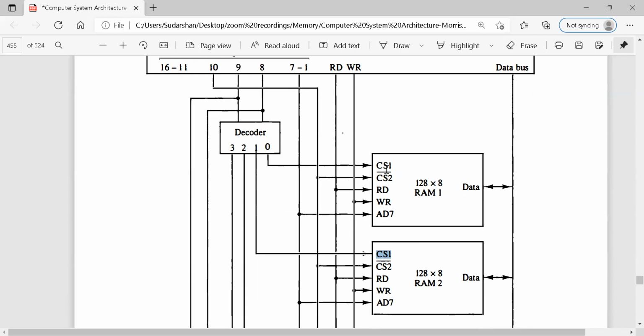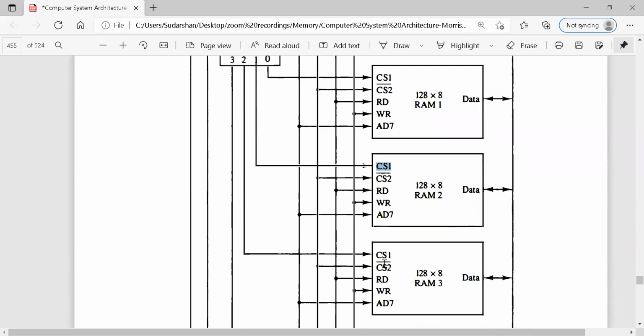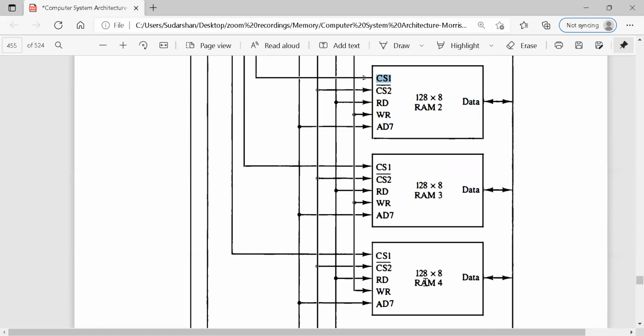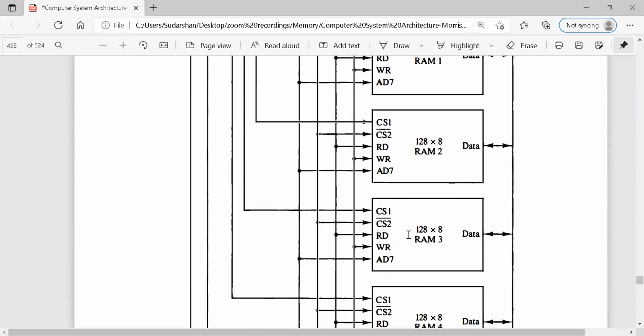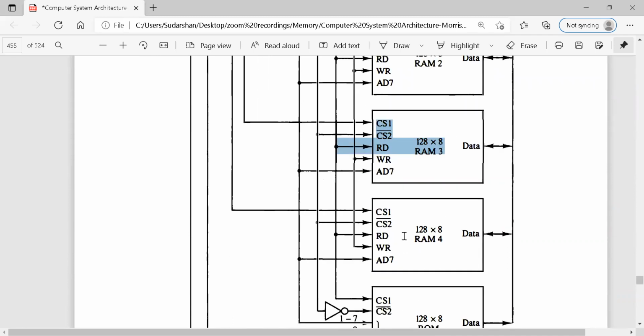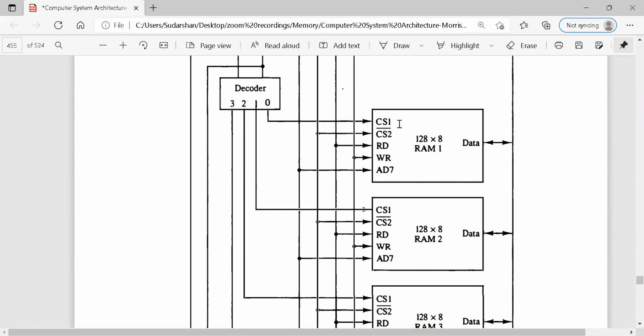If it is 0, it goes to the first chip. If it is 1, it goes to the second RAM chip. If it is 2, it goes to the third RAM chip. And if it is 3, it goes to the fourth RAM chip. So 0, 0 means first RAM chip. 0, 1 means second RAM chip. 1, 0 means third RAM chip, this one. And 1, 1 means the fourth RAM chip. Therefore, chip select 1, CS1, is meant to select which RAM chip has to be selected.